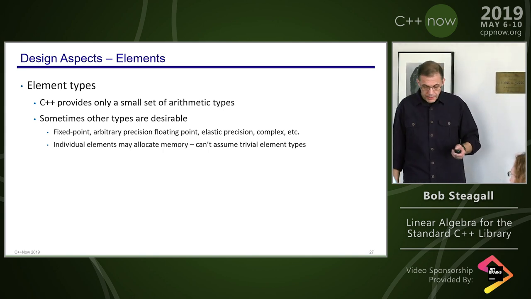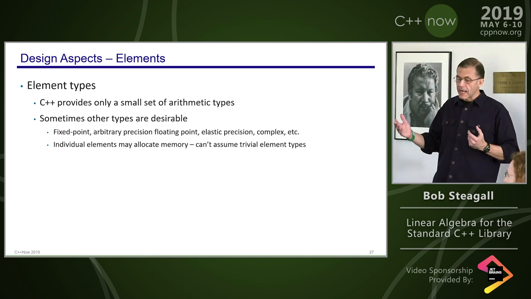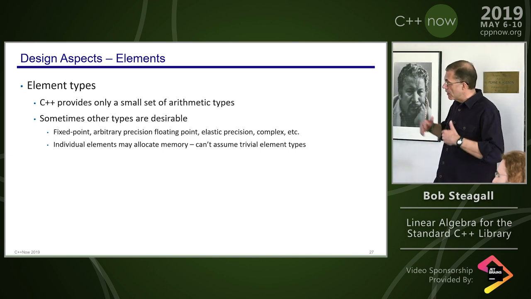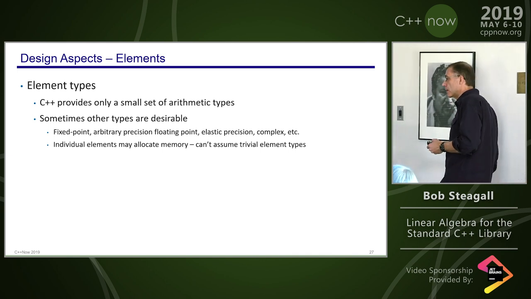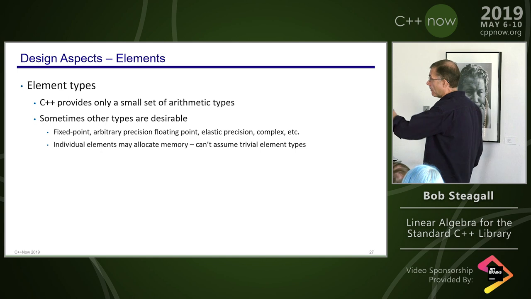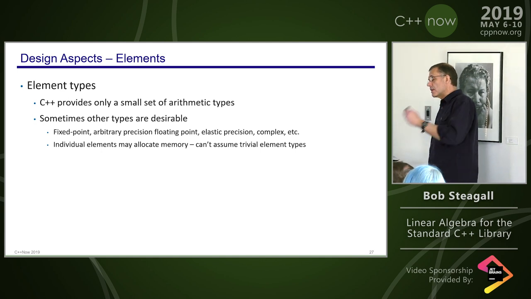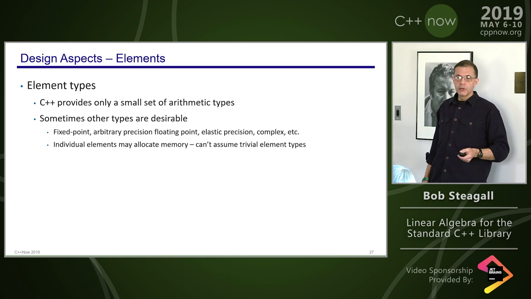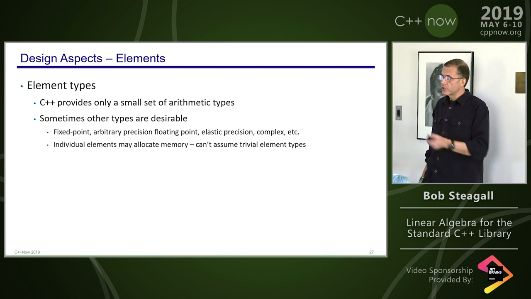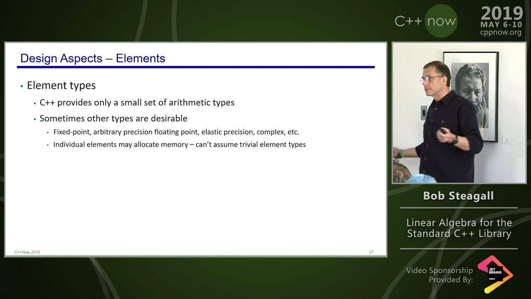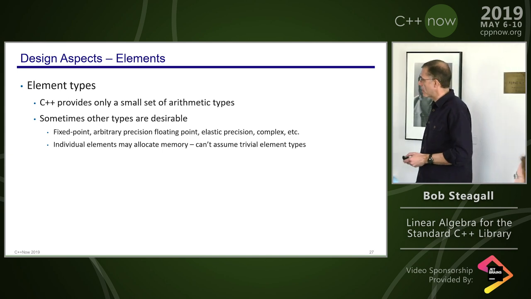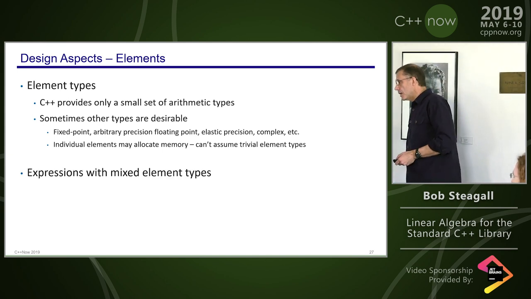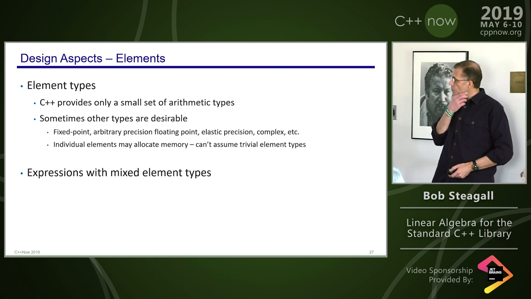Keeping in mind that an element type may actually have to allocate memory, suppose you have some flexible high-precision floating point number, individual elements might allocate memory. So the implementation and the interface cannot assume that elements are trivial types, right? Which makes managing the padding interesting, right? Not impossible. Here's where we really get into the weeds.